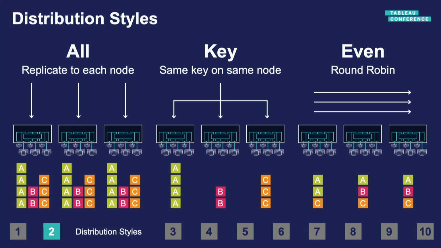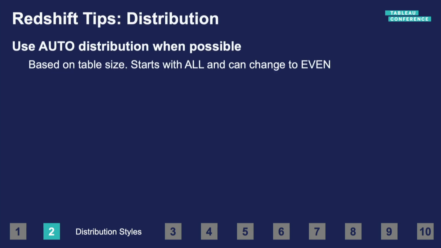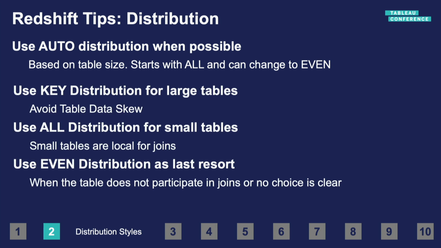All right, so as far as tips go, you want to use AUTO distribution. And that means that Redshift is going to take care of deciding the distribution. At this point, it starts with a distribution of ALL, and then decides if it needs to switch to a distribution of EVEN. Right now, it doesn't do KEY, but it's kind of logical to assume that at some point it will. So get in the habit of using AUTO distribution. If not, then I'm just going to flash you some of the recommendations as far as when you use what.